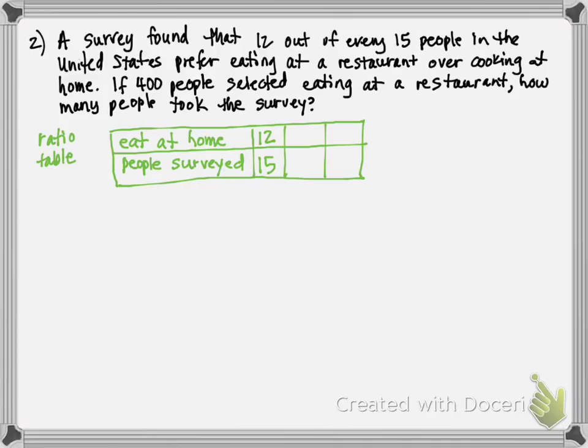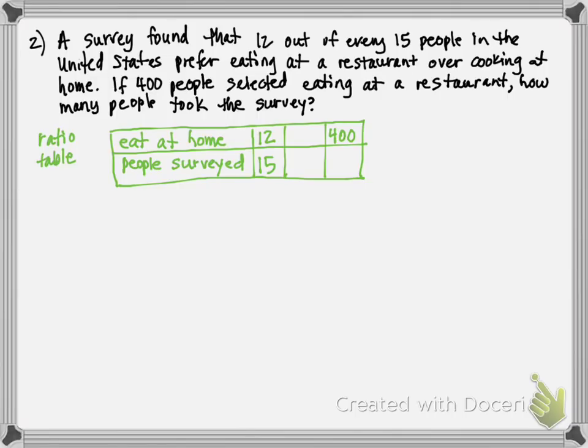So our goal, we've got to remember, where are we going to put that 400? Those are the ones that were surveyed. 400 of them selected eating at home. Okay, so now I've got to figure out what to do. I need to get 12 to become a number that can go into 400. And I know 12 doesn't go into 400 because 12 has a factor of 3 in it, and 3 doesn't go evenly into 400. So, looks like I'm going to have to try to scale back, maybe?